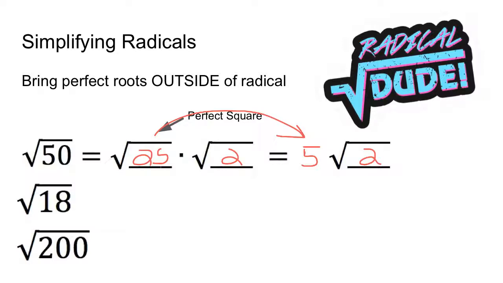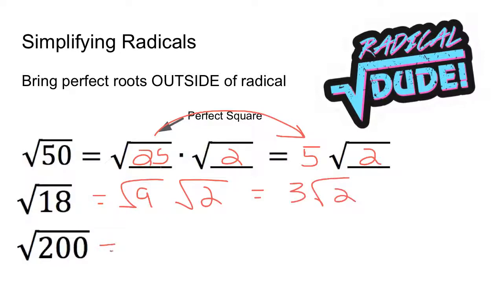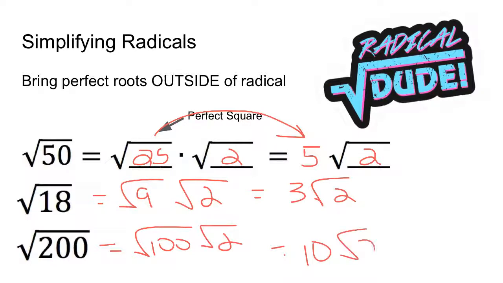Now the next problem, you want to think about what you could split 18 into. And hopefully you came up with 9 and 2. So that would be 3 radical 2. And the last one's really easy, in my opinion. 100 is kind of an obvious one as a perfect square. That is 10 when you square root it. And then we still have a radical 2 stuck under there. And by the way, it's just coincidence that all these examples were radical 2. It's not always the case.